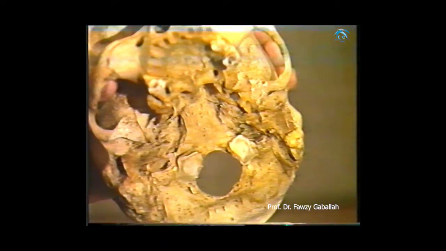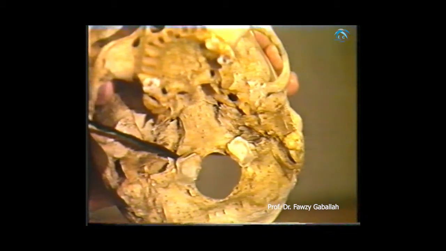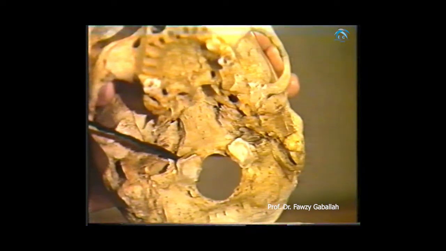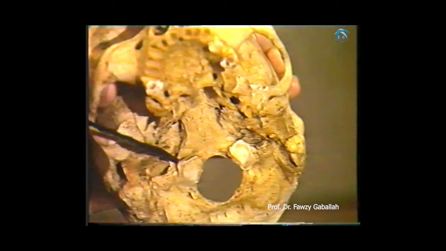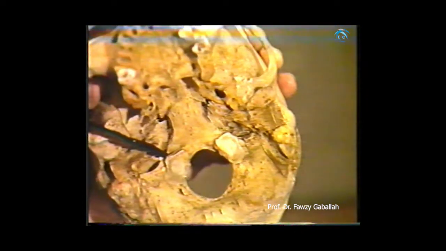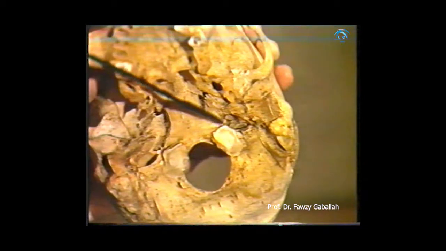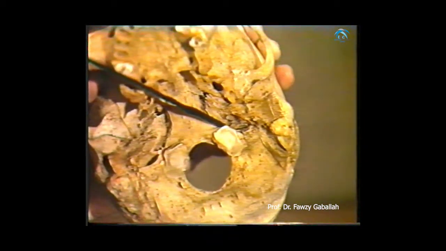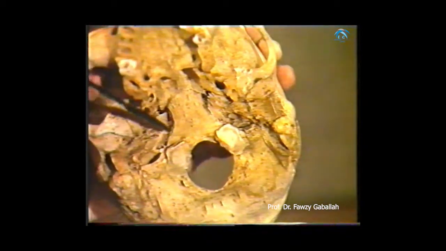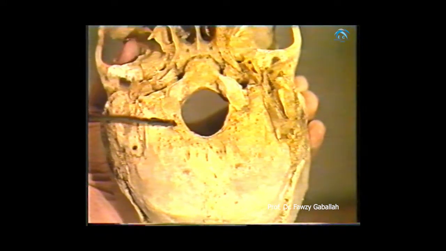Just above the anterior end of the occipital condyle, spot the anterior condylar canal, which is called the hypoglossal canal because it transmits the hypoglossal nerve. Sometimes you find a small foramen just below the occipital condyle and is called the posterior condylar foramen that transmits an emissary vein.